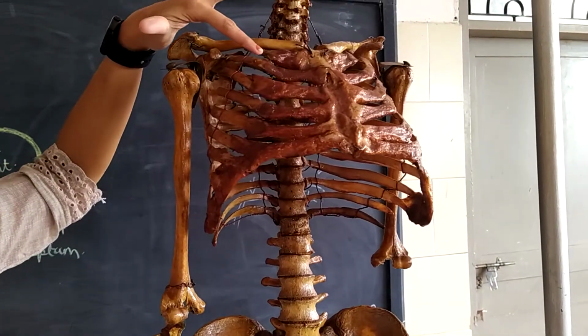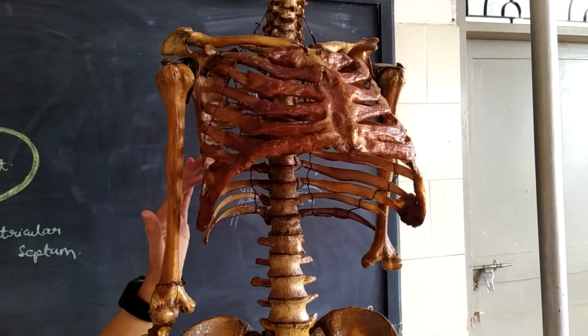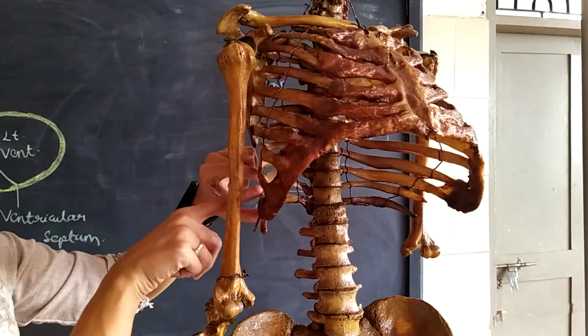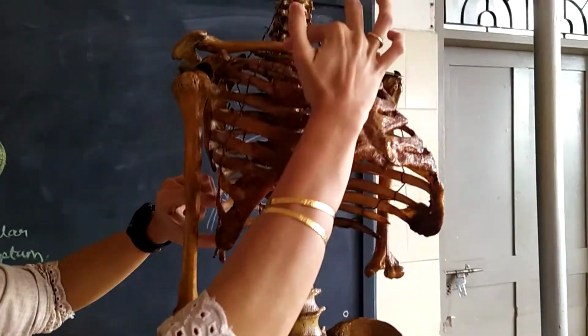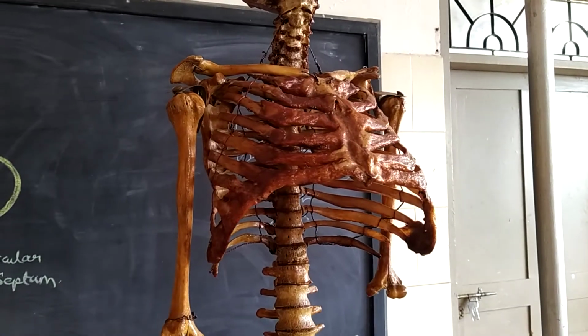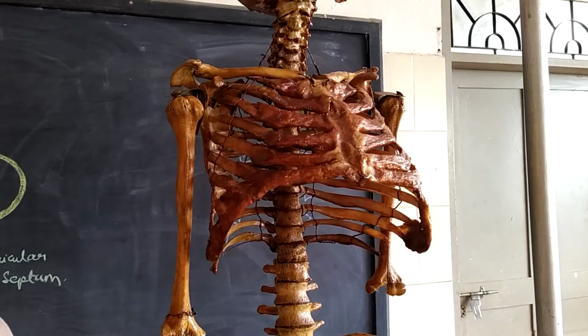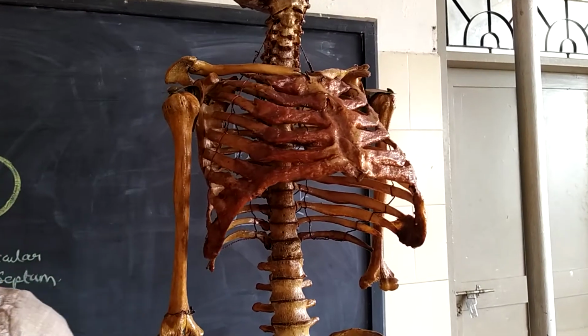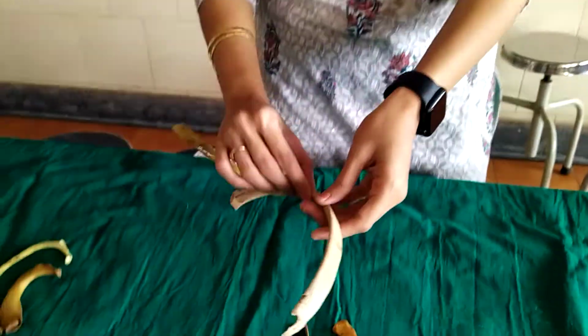The first rib, second rib, 10th, 11th and 12th ribs are considered atypical ribs because we can differentiate them from one another. Okay, so first let's see the features of the typical rib.